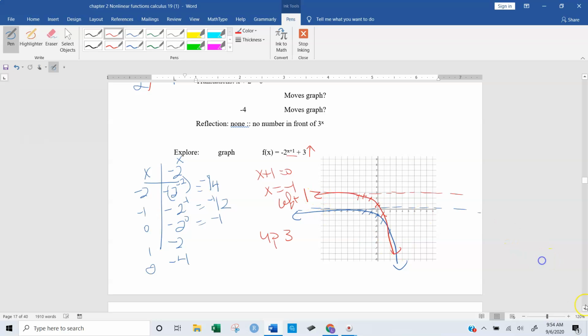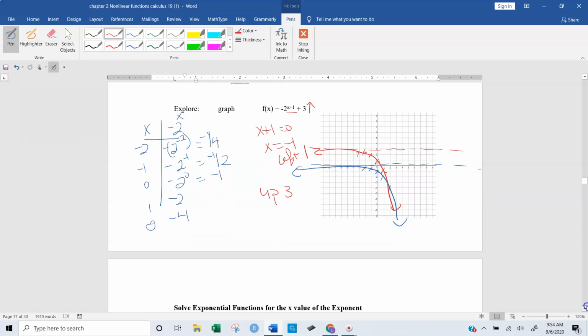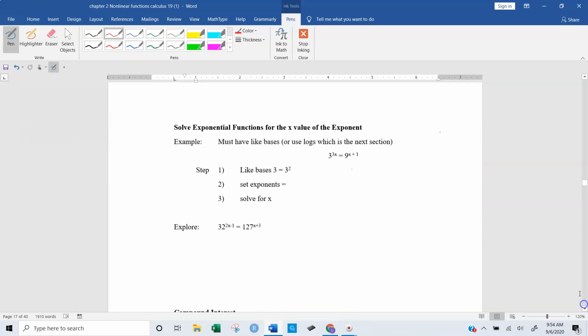I hope you did well. Okay, now we're going to go on to bases. What you have to do here is get the bases the same. You should know, if I gave you 5 squared and said that equals 5 to the x, you know x equals 2, because once the bases are the same, the exponents are equal.